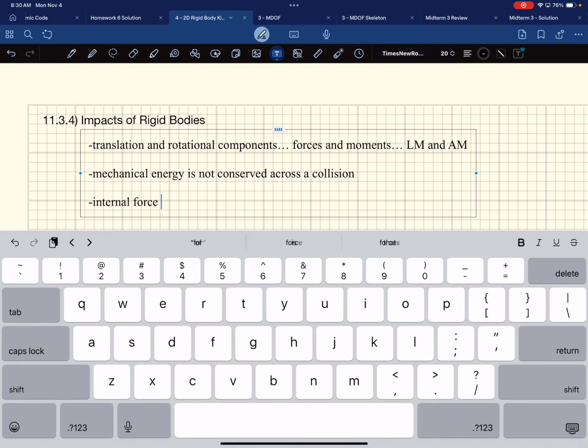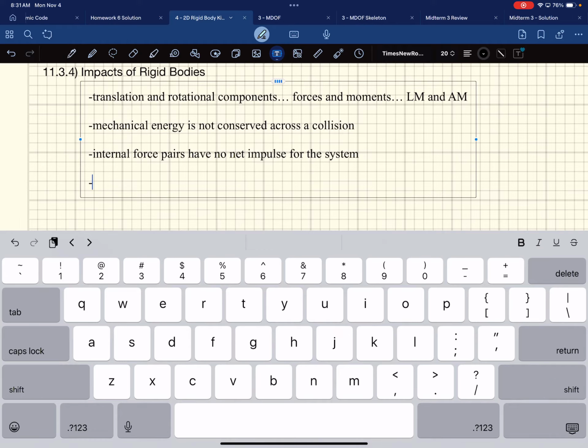Internal force pairs have no net impulse. We discussed that in particles, where an object strikes another object and that object strikes the original object back. The projectile will hit the object and they have internal forces that are equal and opposite, so they cancel each other out. They have effects on each other, but on the whole system, they do not have an effect.